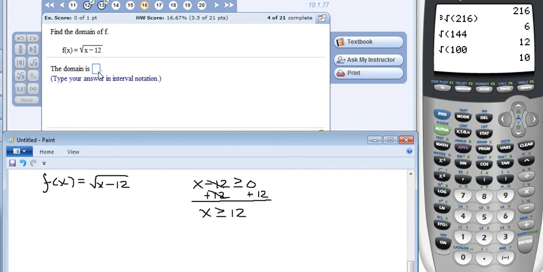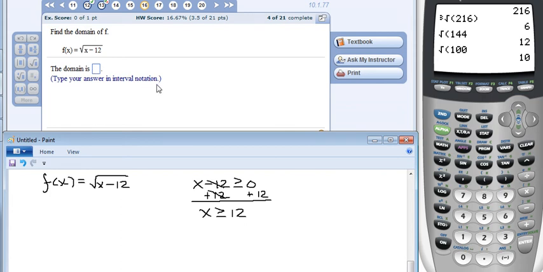If I put 12 in here, I get 12 minus 12 is 0, square root of 0 is 0. If I put 16 in here, 16 minus 12 is 4, square root of 4 is 2. So I'm getting real numbers in here. But if I put something less than 12, so let's put a 10 in here. So 10 minus 12 is -2. I can't take the square root of -2.